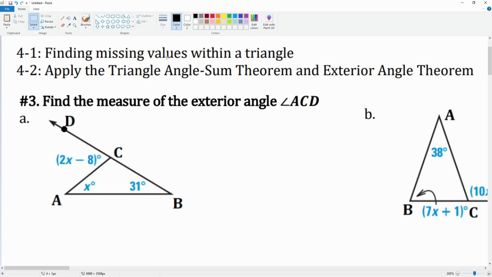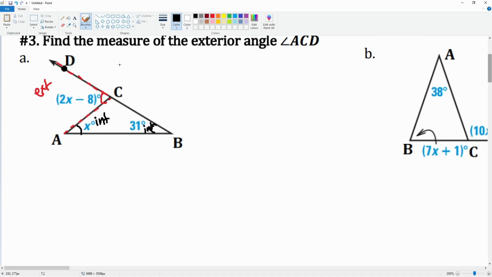Notice where angle ACD is. This is A. I'm going to mark it in red. A, C, D. Okay, this is the exterior angle. All right, let's see what the relationship is here. X here is an interior, and the 31 here is also an interior. If you do not remember the exterior angle theorem, it is defined as your interior plus your interior is going to be equal to your exterior.